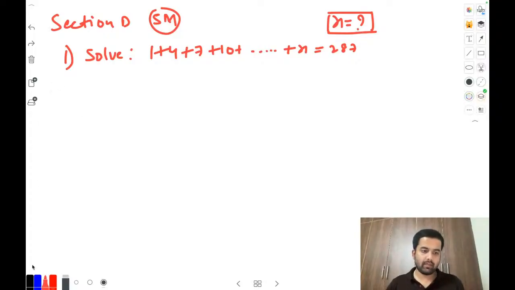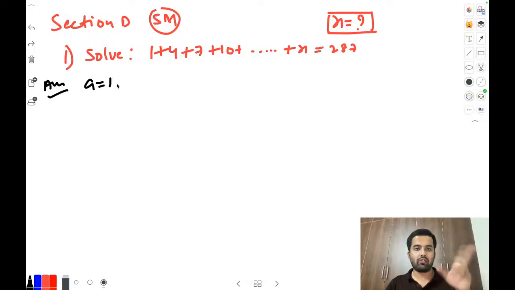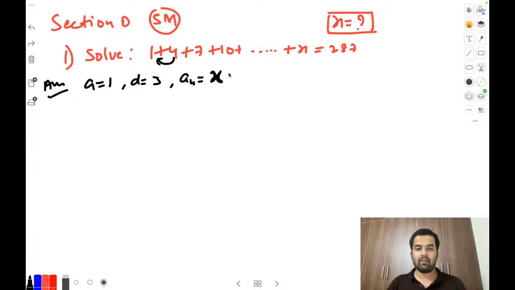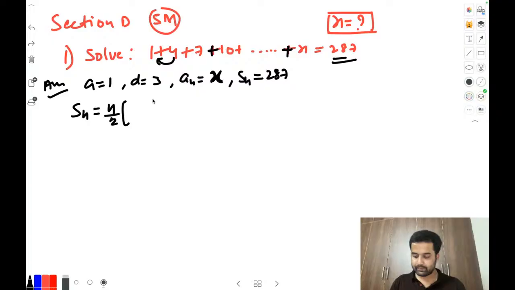As we see here, let me start my answer. A value we have, which is 1. Those who are confused, you can look at the board. Gap we can see here, which is 4 minus 1, it will get 3, correct? Last term also we have, what is that? X. And we have a sum, which is 287. It is all addition here. Now, according to all these values, we can only proceed with the Sn formula.